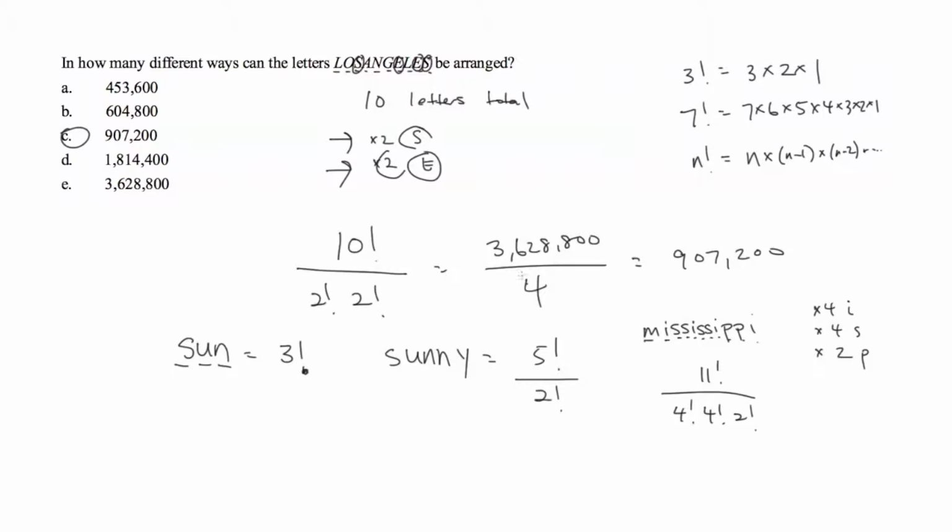So hopefully, these additional examples will help you understand this. But again, for Los Angeles, we have 10 letters, so we have 10 factorial on top. We have 2 letters that are repeated. S comes out twice, and E comes up twice as well. So we have 2 factorial times 2 factorial on the denominator as well. So your final answer would be C, 907,200 different ways.